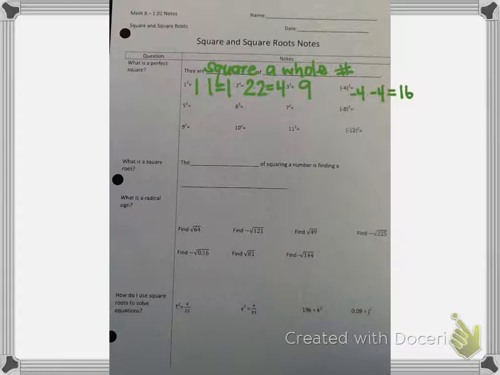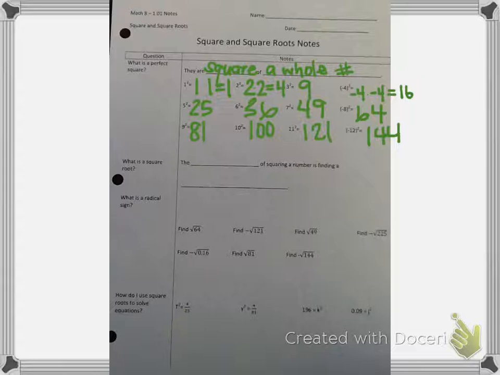So 5 squared is 5 times 5, which is 25. 6 squared is 6 times 6, which is 36. 7 squared is 7 times 7, which is 49. Negative 8 times negative 8 is 64. 9 times 9 is 81. 10 times 10 is 100. 11 times 11 is 121. And negative 12 times negative 12 would be 144.